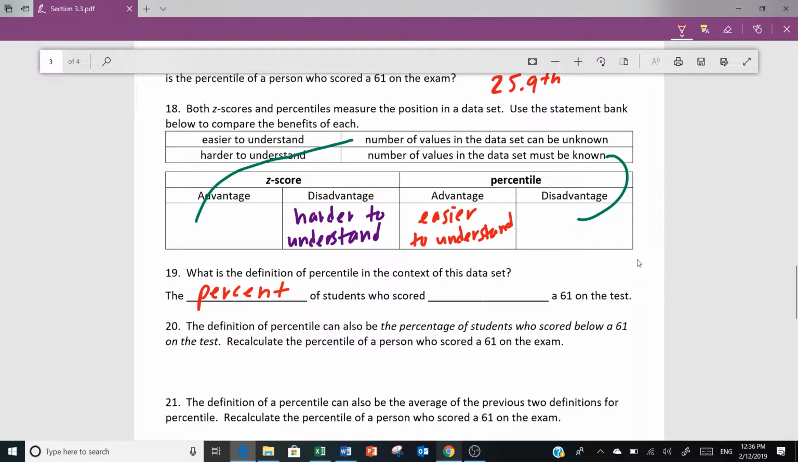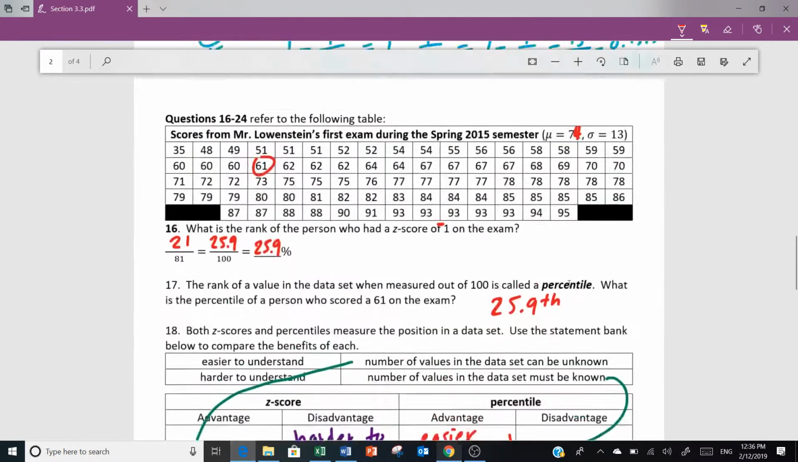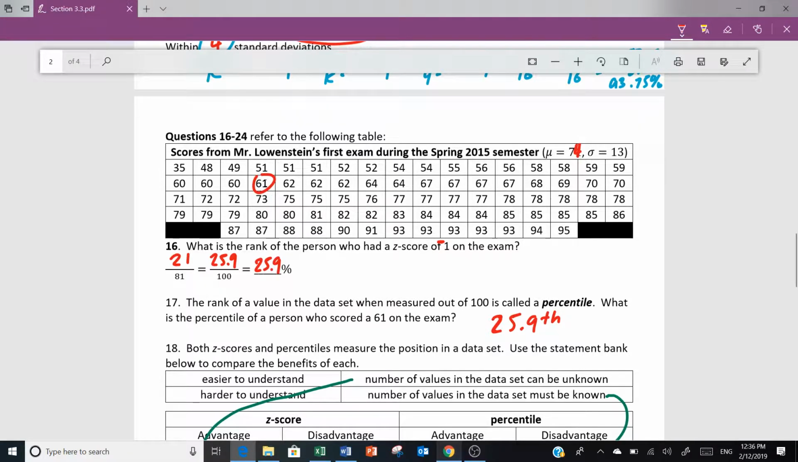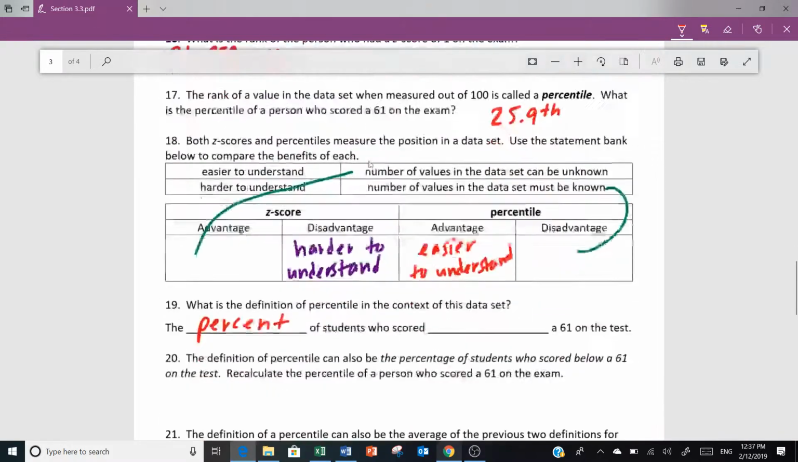How many? Only one student scored exactly a 61, so we need students at or below 61, because we included 61. We counted 61. We looked at its rank. What was the rank of 61? It was 21. So we included the 21. We did 17, 18, 19, 20. That was 20 below, and then 1 at 61. So 21 total.